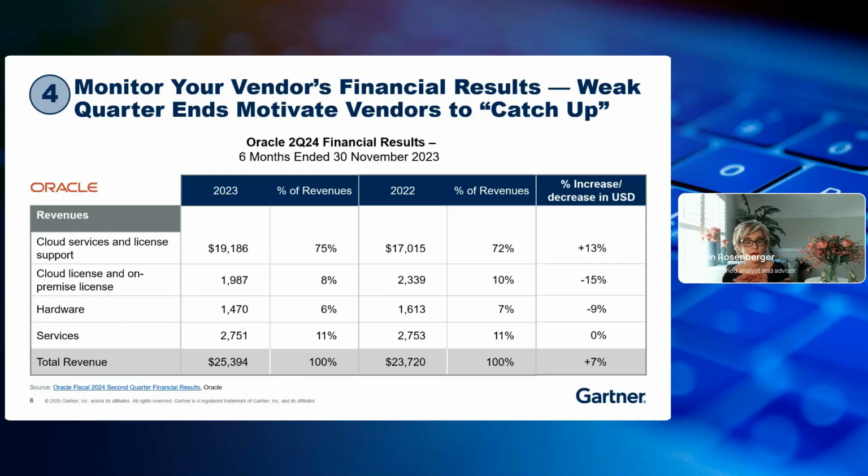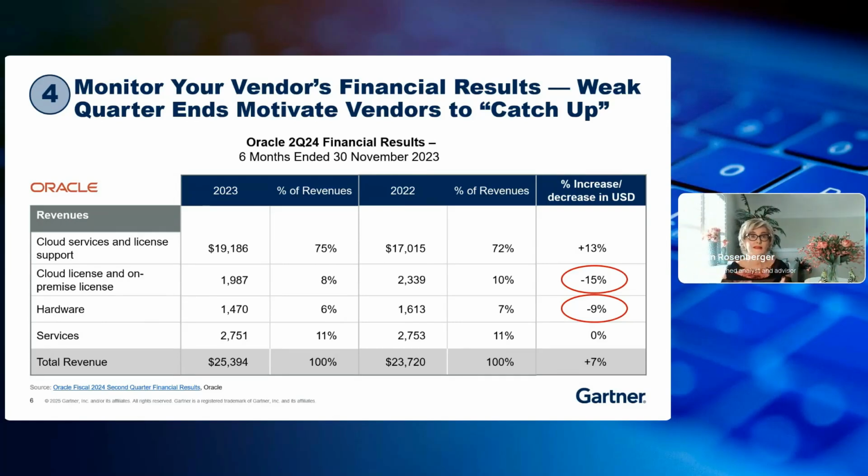Now, if we compare, here's what it looks like. Okay, well, they did pretty well on their cloud services and license support segment, but they missed their revenue targets on the cloud and on-prem license segment. Also, the hardware segment. Services, okay, they broke even. Well, here's why you want to see this type of thing. Because anytime a vendor misses a revenue target, they're super hungry to catch up the next quarter, and especially hungry to catch up by the time the fiscal year ends.